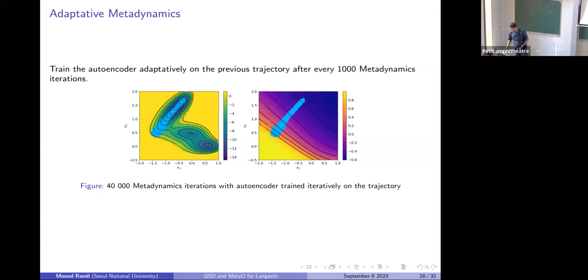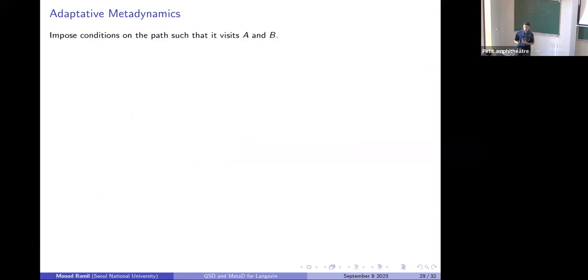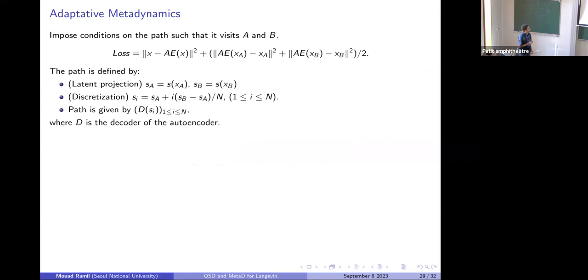So in the training of the autoencoder, we try to provide the information that we want to sample a path from A to B. So we add this condition that the loss should contain the terms to properly reconstruct the center of mass of A and the center of mass of B. And we can actually plot the path suggested by the autoencoder.